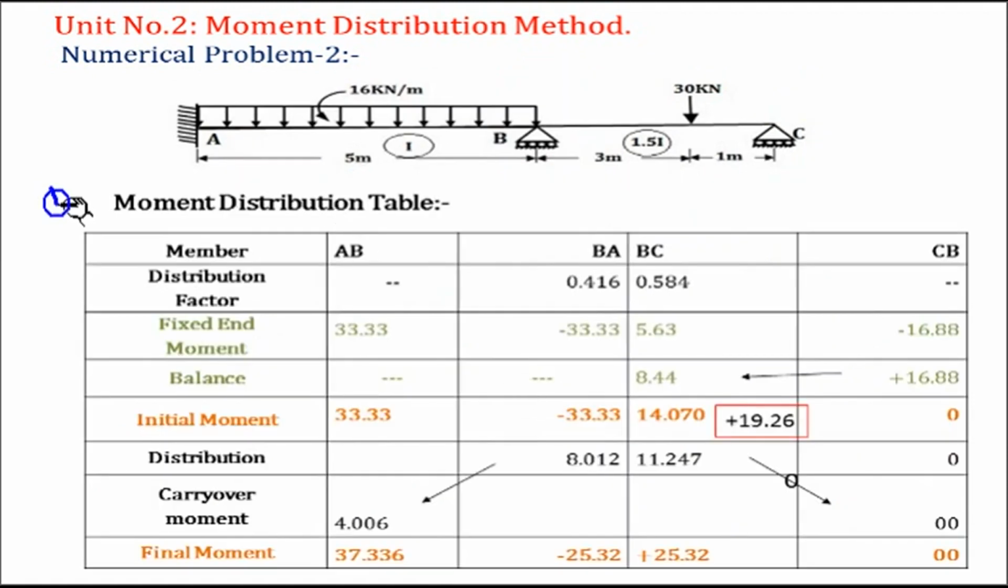Now the moment distribution table. This is a table in which you have to fill the values for moment distribution, because joint B is an intermediate joint. Whatever the moment is, you have to distribute that moment to the adjacent joint or adjacent support. Okay, so how to do that?